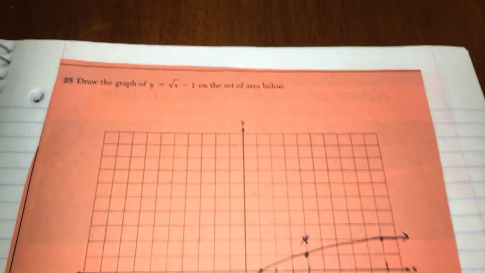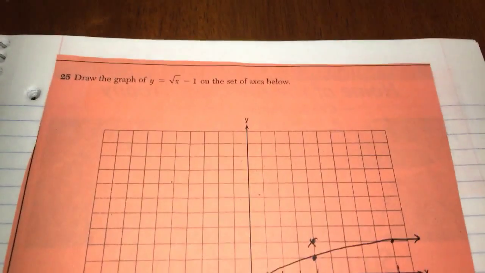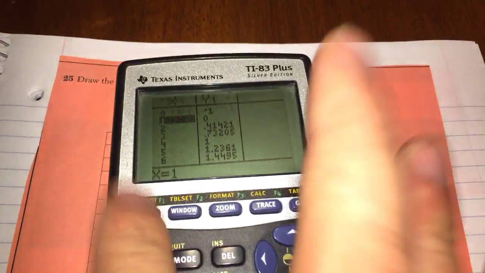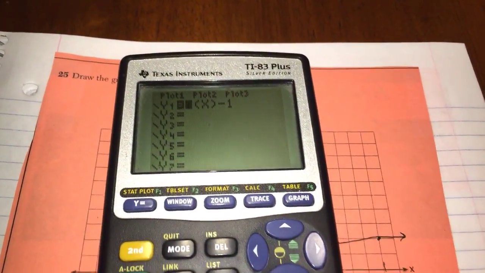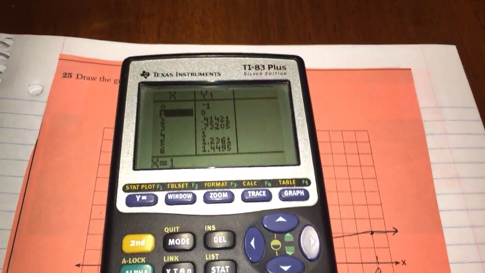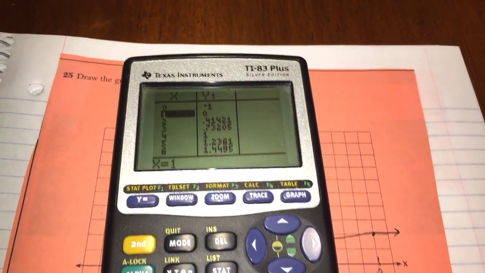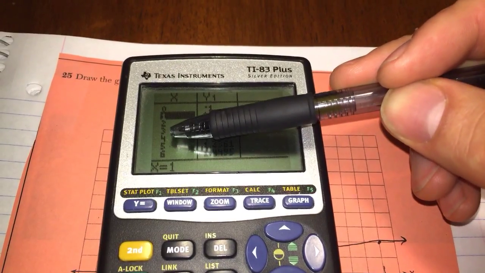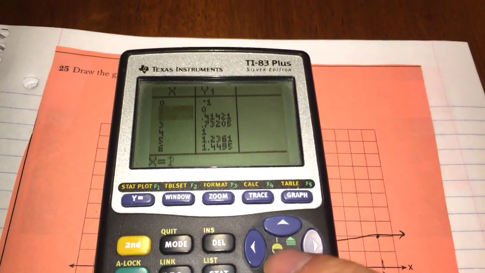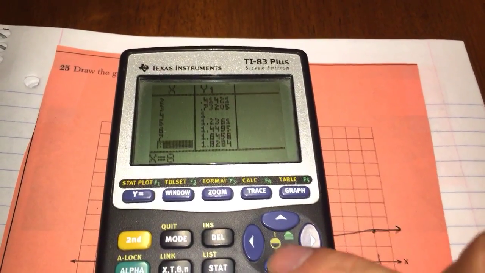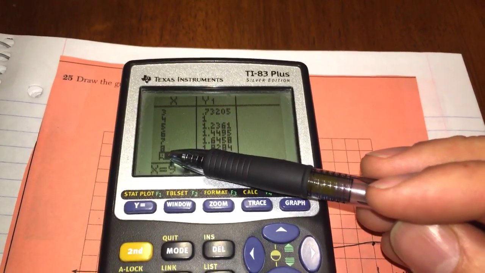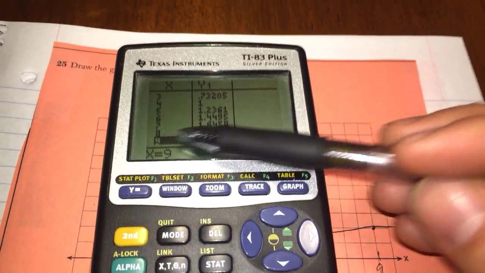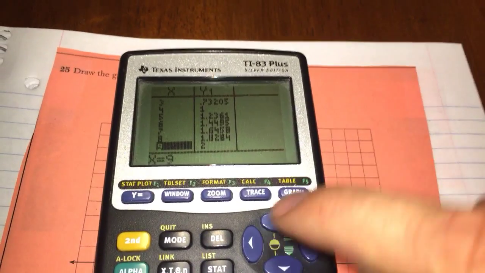Number 25, draw the graph of y equals square root of x minus 1. What I did was I put this into my calculator and went to the table and plotted these points. Notice how I have whole numbers here at 4 because 4 is a perfect square. And if I had scrolled down to 9, 9 is a perfect square. So square root of 9 is 3. 3 minus 1 is 2. So this is how you get these points.